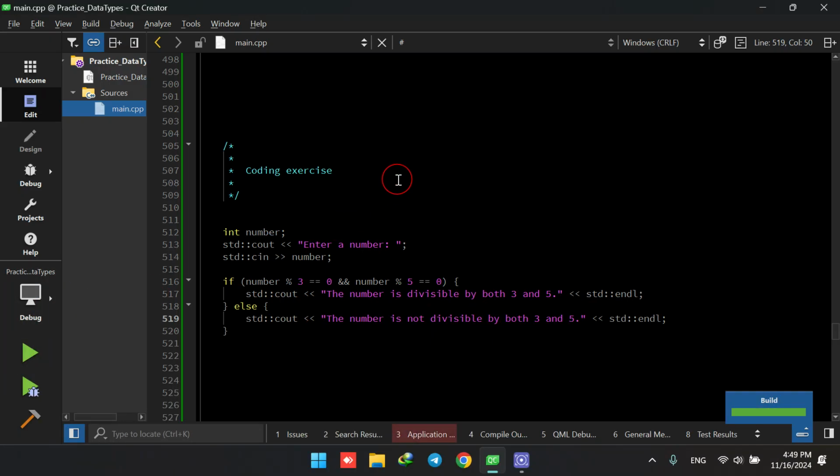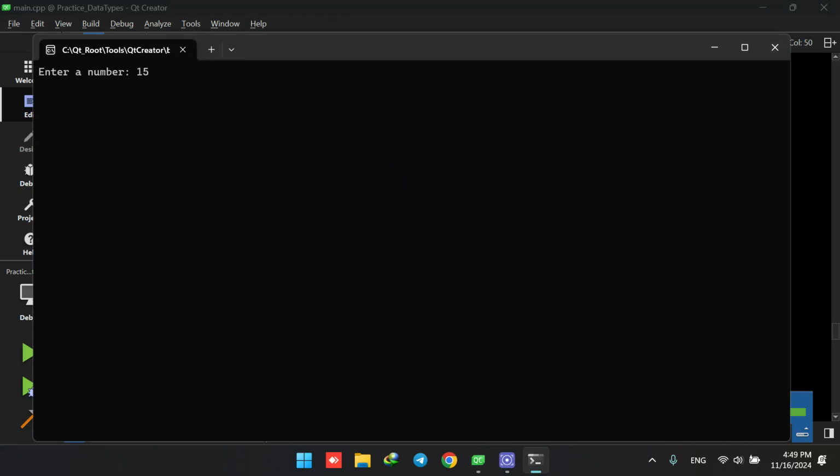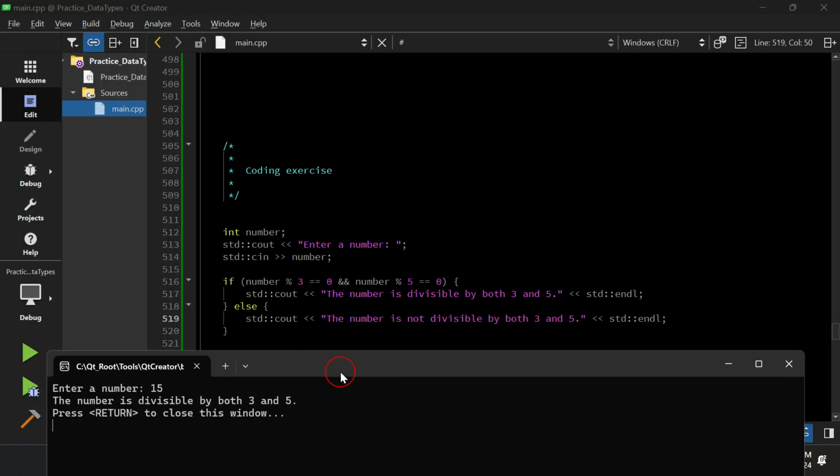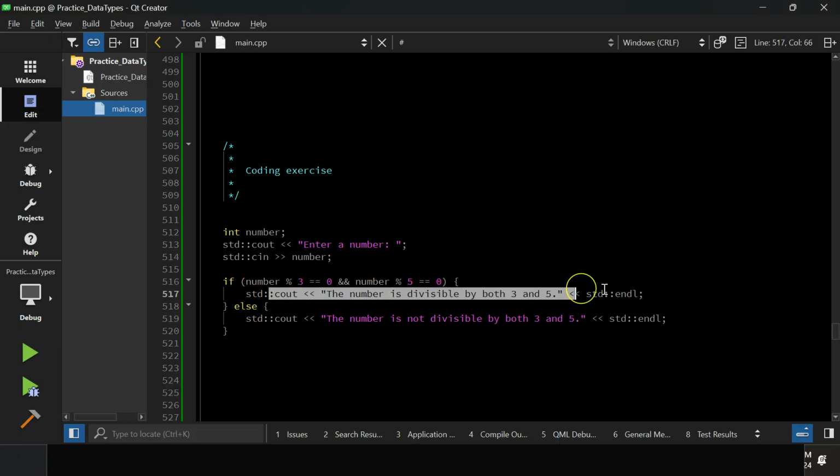So let's try another number. I would say 15 this time, and this time it says that the number is the number that we are looking for. Because 15 divided by 3, its remainder would be 0, and the same goes with this if condition, saying that if 15 is divided by 5, its remainder equals 0. Therefore, this statement is printed in the output.